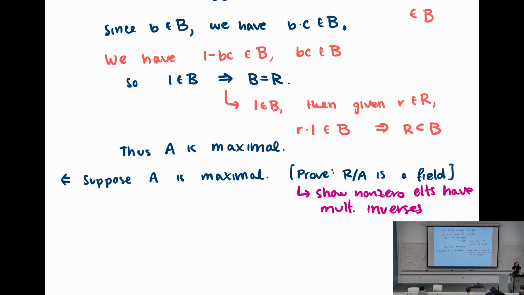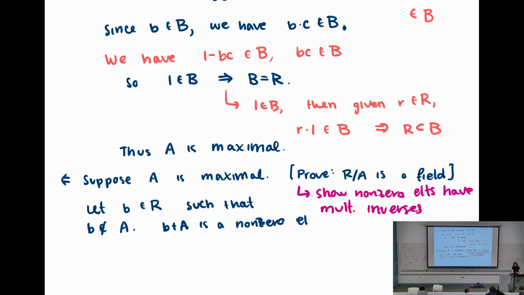Okay, so to that end, let B be an element of R such that B is not an element of A. Why? Because then B plus A is a non-zero element of R mod A. So we need to show that this element B plus A has a multiplicative inverse.